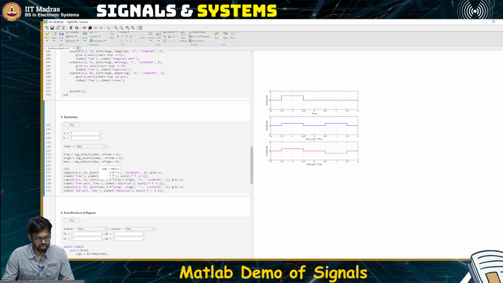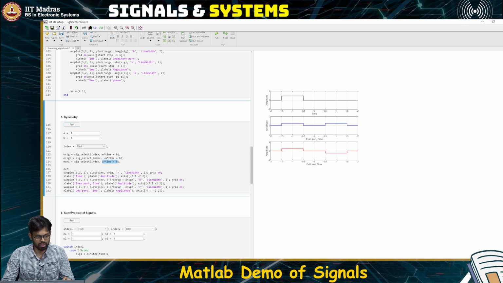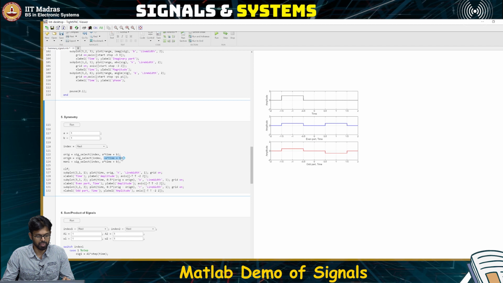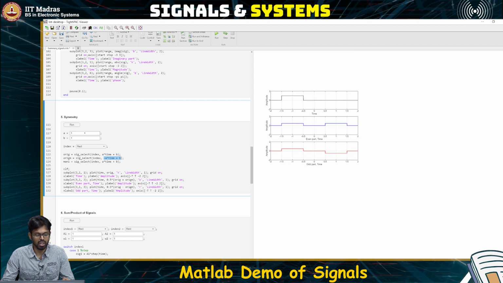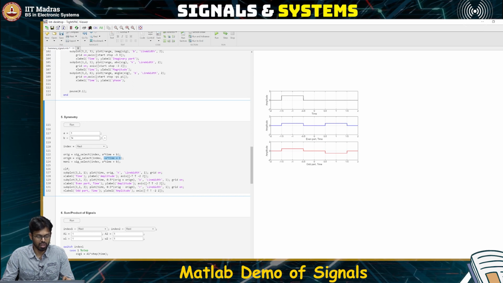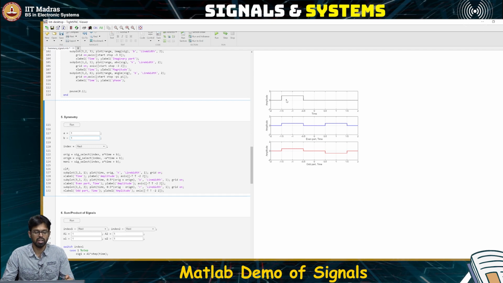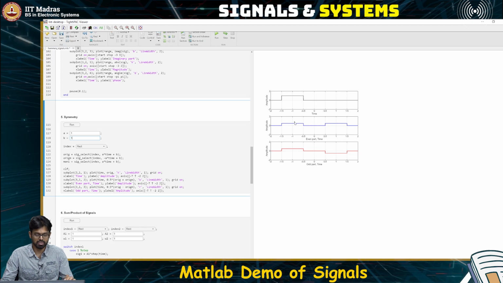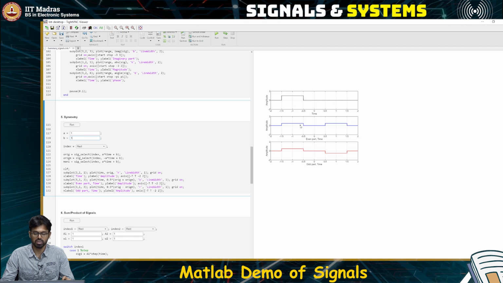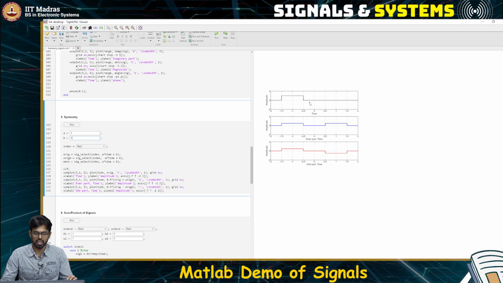What we have done here is copied this part and pasted it here for x of t, and this is x of minus t here. And now we have a rectangular signal which is time scaled by just 1, which means there is no scaling, and we have shifted by 1. As you can see, the rectangular signal has moved to the left, but the moment it is shifted, the symmetry is lost. Now you can clearly see that there is an odd component and a non-zero even component. Earlier it was a purely even signal, but the moment you shift it, it loses the symmetry.